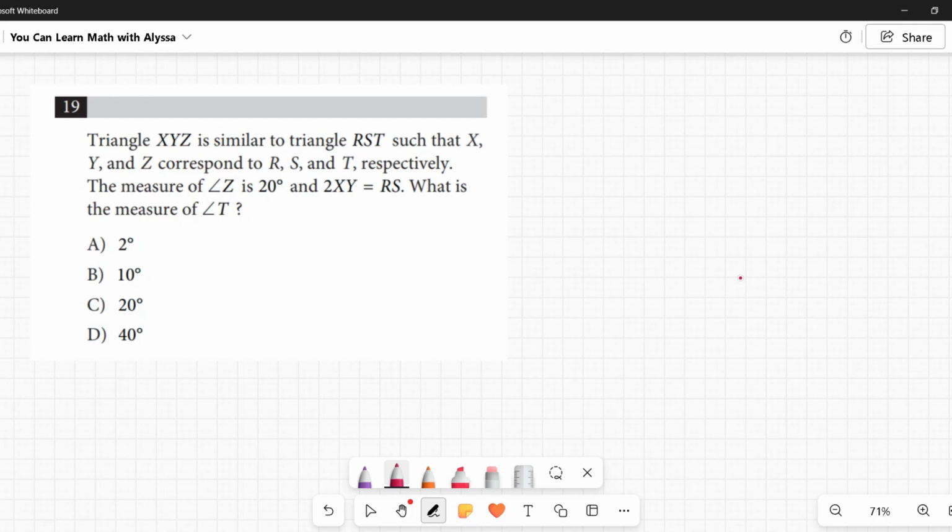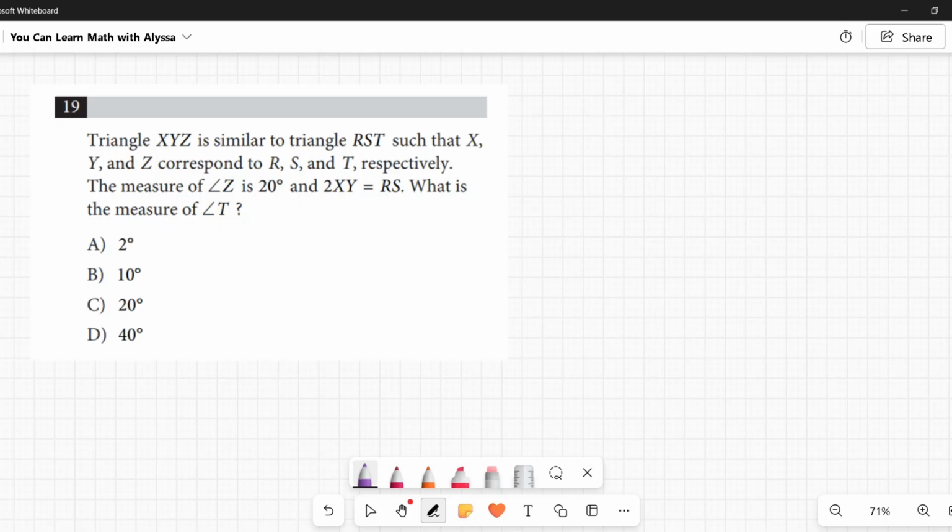Number 19, triangle XYZ is similar to triangle RST, such that X, Y, and Z correspond to R, S, and T respectively. The measure of angle Z is 20 degrees and 2 times XY equals RS. What is the measure of angle T? Okay. There's more information in here than you need.